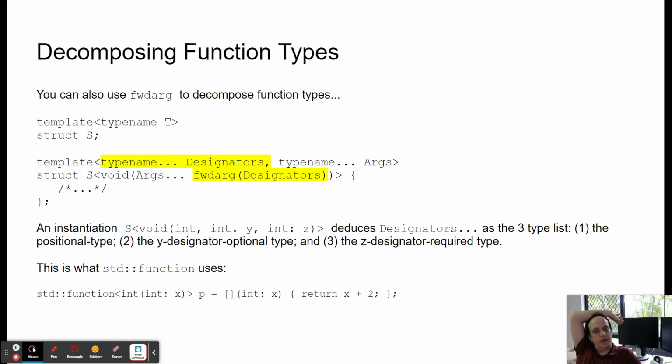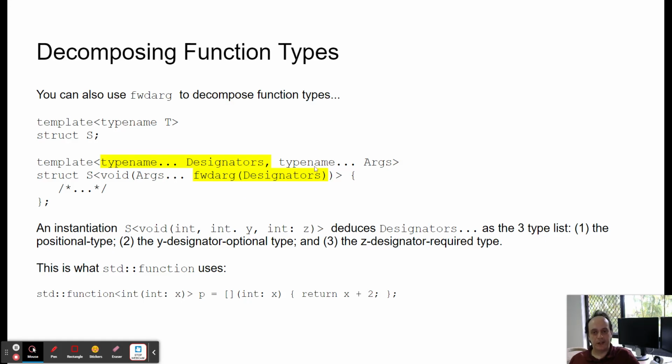And you can also use forward arg to decompose function types. So normally to decompose a function type, you define a primary template with a type template parameter, and then you write a specialization of that for function types. And then if S is instantiated with a function type, then it will use this specialization and it will decompose the function type here, right? And so the stuff that's not highlighted is just that normal stuff. Here, for the sake of this example, we're only doing void returning functions, but there's all kinds of ways it could work.